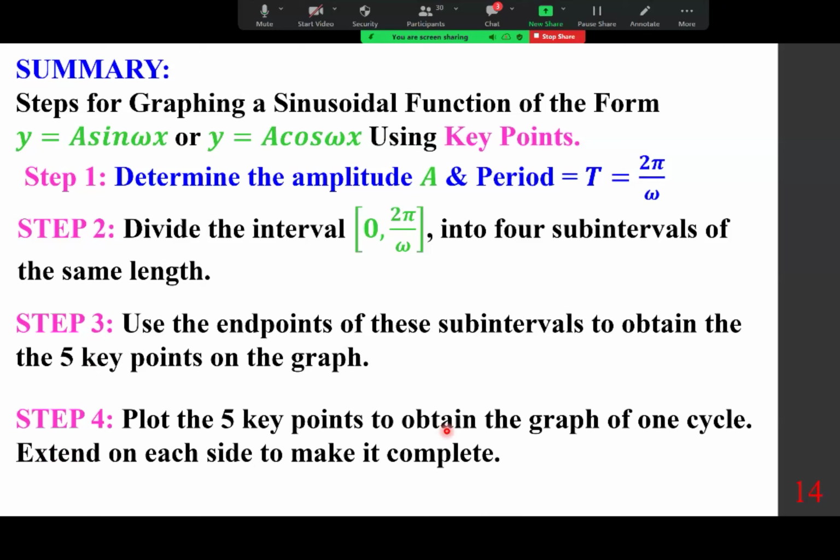Plot the 5 key points to obtain the graph of one cycle. Extend on each side to make it complete. You have the key points, you connect them, and then you can complete it.